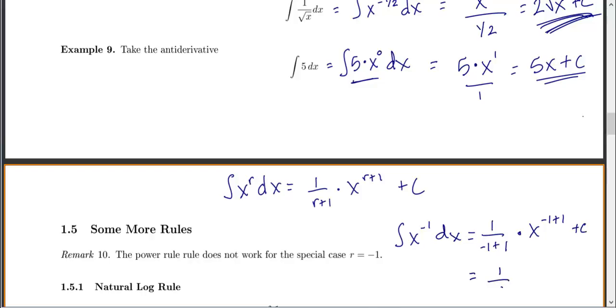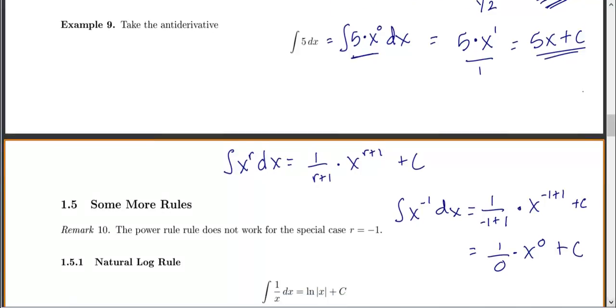Or in other words, this would be 1 over 0 times x to the 0. Okay, there's a few things that are wrong here, right? We can't divide by 0, and timesing it by x to the 0 would just give me a 1, which wouldn't be very interesting, but mostly we have this dividing by 0, and that's bad, so we can't do that, so that doesn't work. This is why the power rule does not work for the special case of r equals -1.